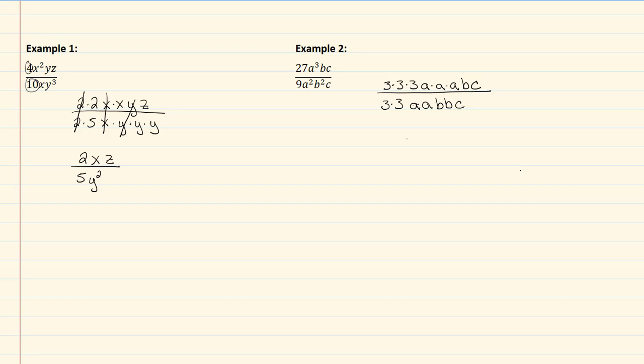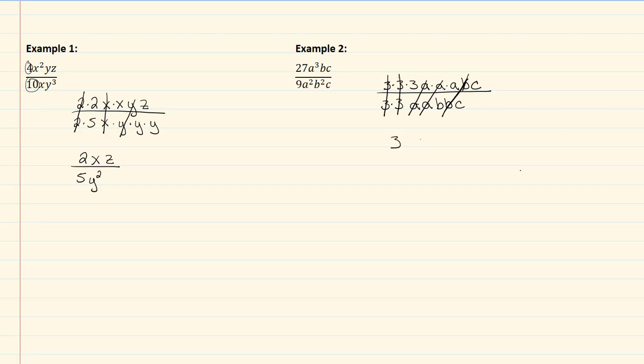Again, we're just going to cross off everything that's in common. We have a 3. We have another 3. We have an a in common and another a in common. And it looks like we have one b in common. Okay, now let's just write down everything that's left.